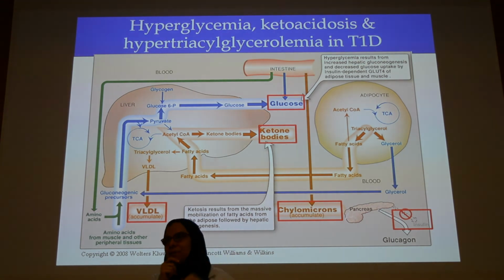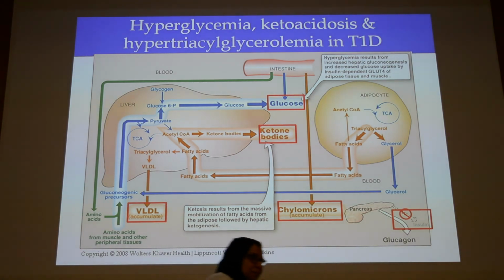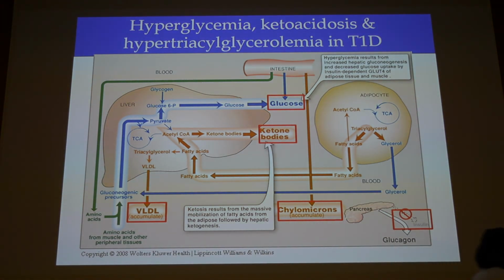Because the fats are being mobilized, because we don't have the inhibition of the hormone-sensitive lipase. Okay, clear? So just remember insulin and what it does to the body, and take insulin out, then you will understand what happened to the body of a patient with diabetes.